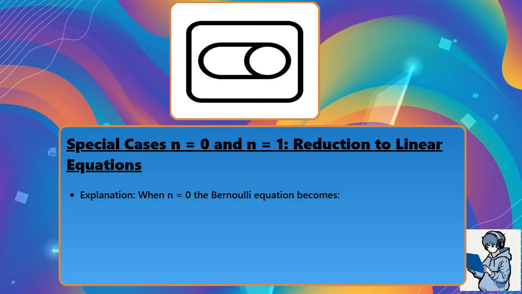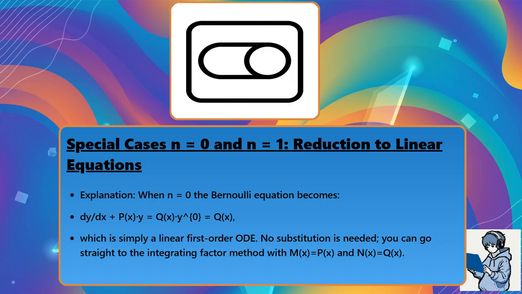Explanation: when n equals 0, the Bernoulli equation becomes dy/dx + p(x) y = q(x) y to the 0, which equals q(x), which is simply a linear first-order ODE. No substitution is needed. You can go straight to the integrating factor method with m(x) equals p(x) and n(x) equals q(x).